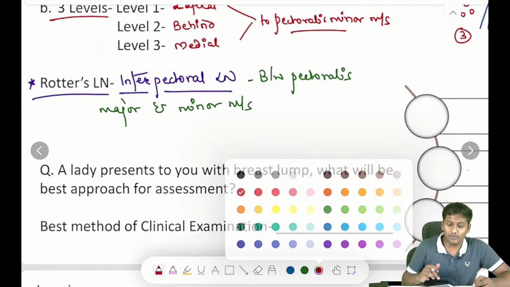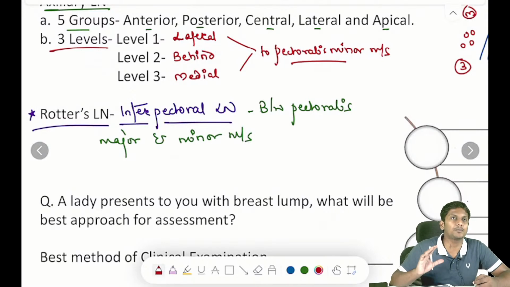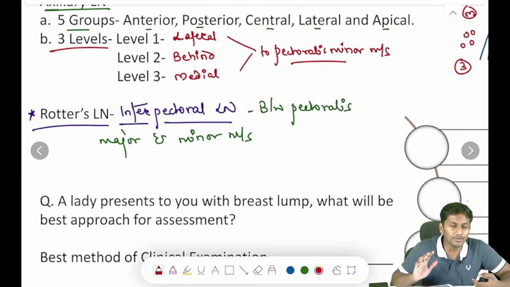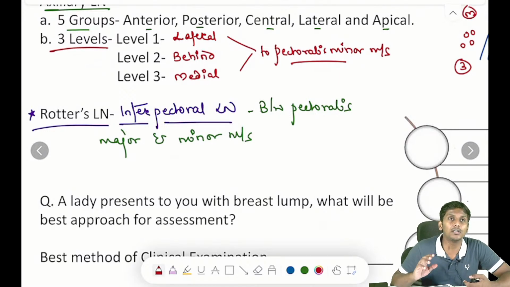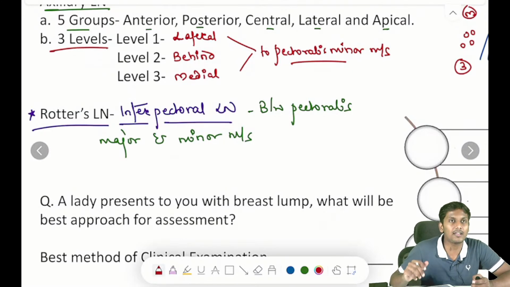The axillary group of lymph nodes are divided anatomically into 5 groups: anterior, posterior, central, lateral and apical. More important for us is to understand the surgical levels of these lymph nodes. Surgically, they are divided into 3 levels depending on their relation with the pectoralis minor muscle. If they are lateral to the pectoralis minor, they are level 1 lymph nodes. If they are medial to the pectoralis minor, they are level 3 lymph nodes. And if they are exactly behind the pectoralis minor, they are level 2 lymph nodes.